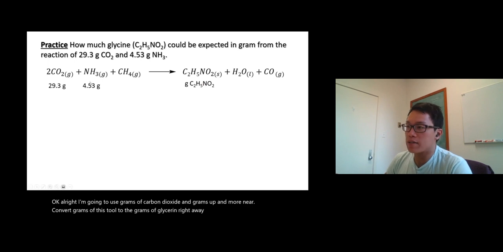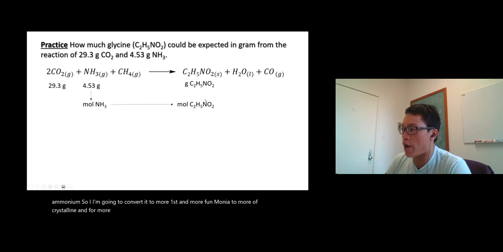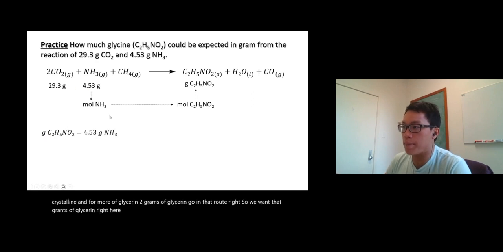To do that, start with ammonia. I'm going to convert it to mole first, then mole of ammonia to mole of glycerin, and from mole of glycerin to grams of glycerin. Go in that route. We want grams of glycerin, starting with 4.53 grams of ammonia. Grams to mole using molar mass. That gram cancels with grams.